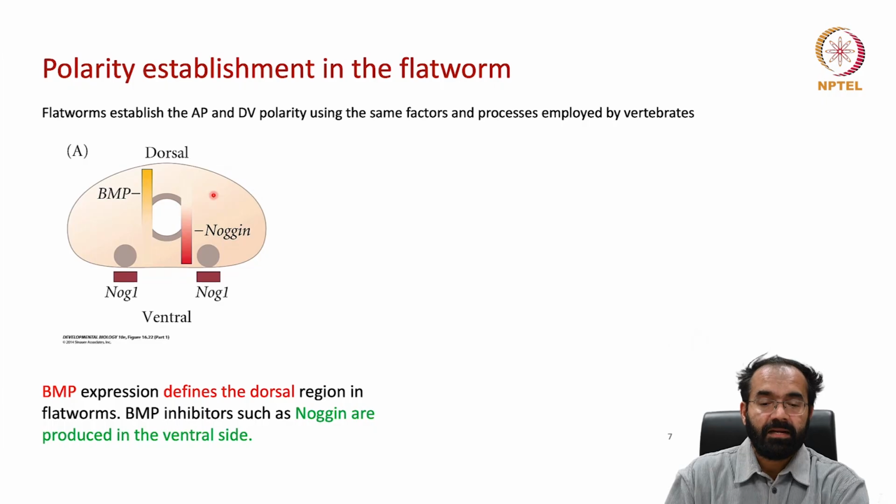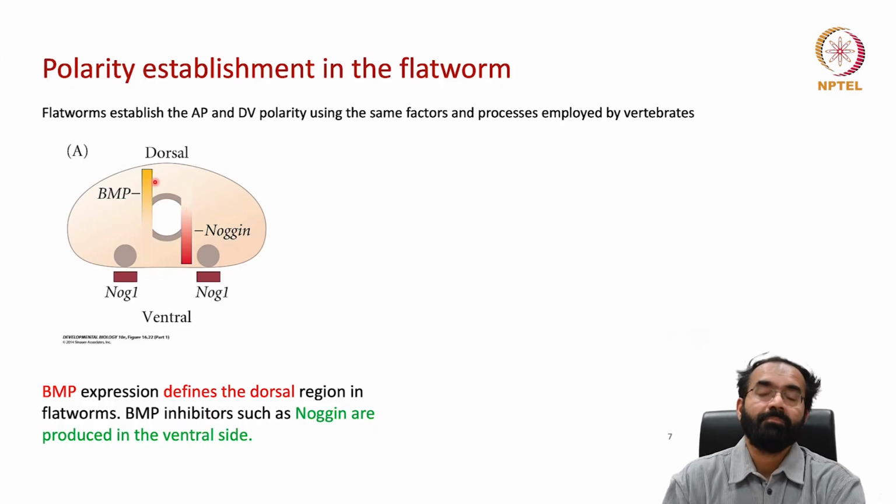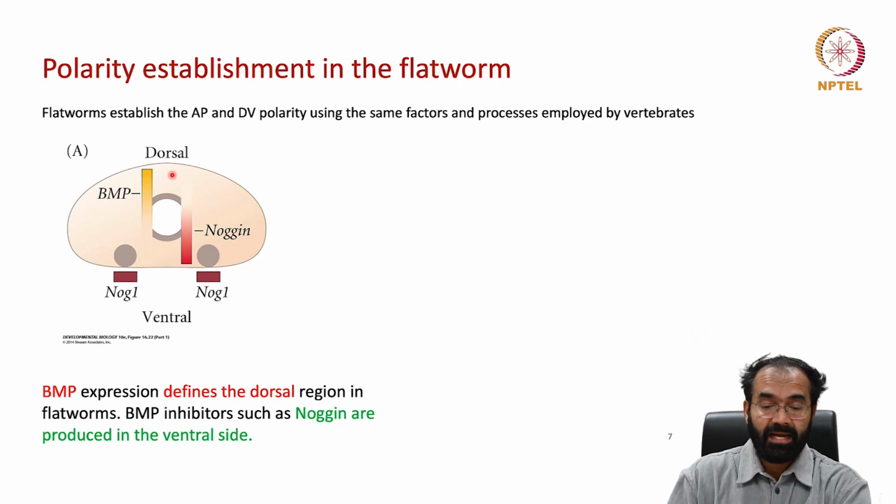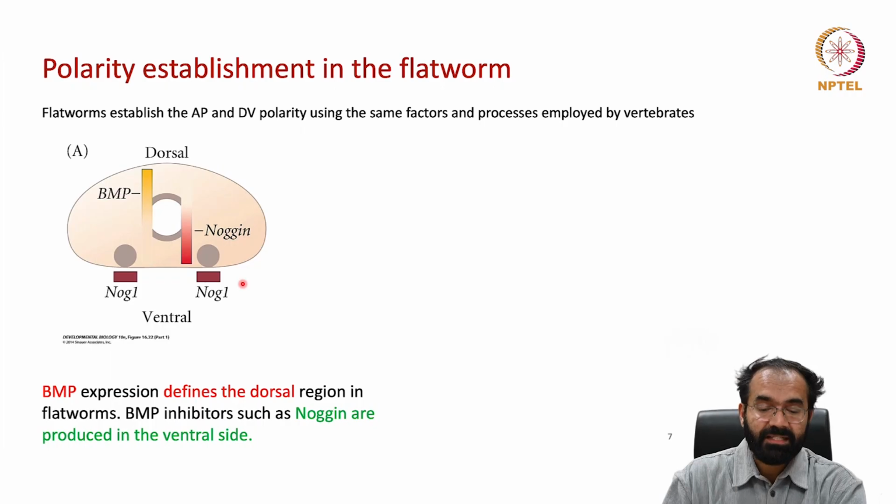What is their dorsoventral polarity? Dorsoventral polarity is maintained mainly by BMP signaling. BMP is bone morphogenetic protein. So BMP is superabundant towards the dorsal side. So we can say BMP signaling maintains the back as the back, and BMP signaling is turned off in the ventral side.